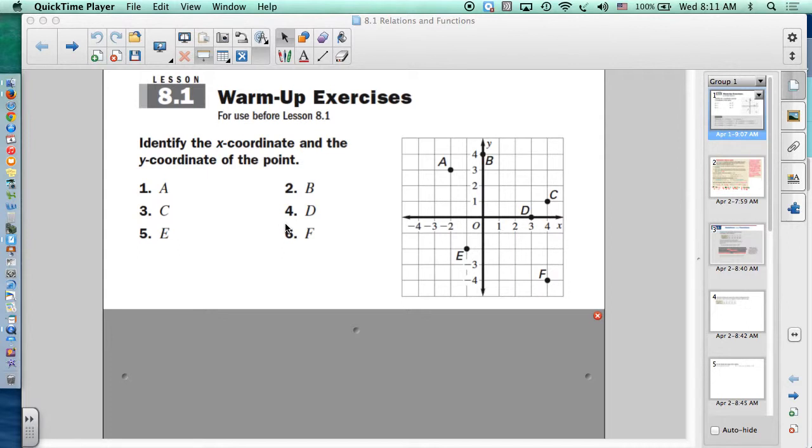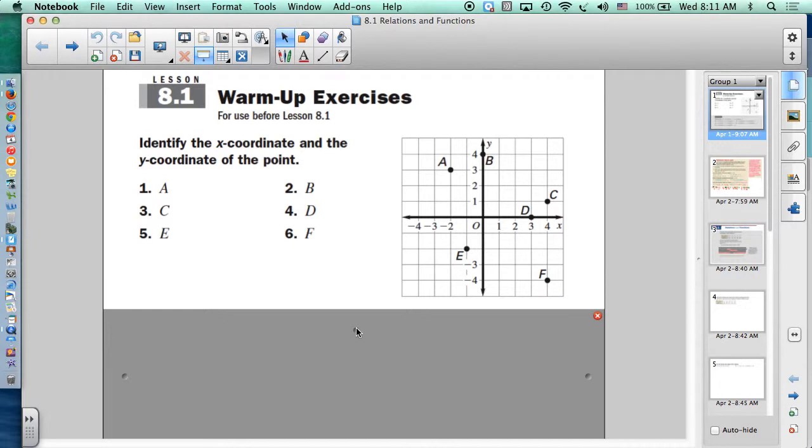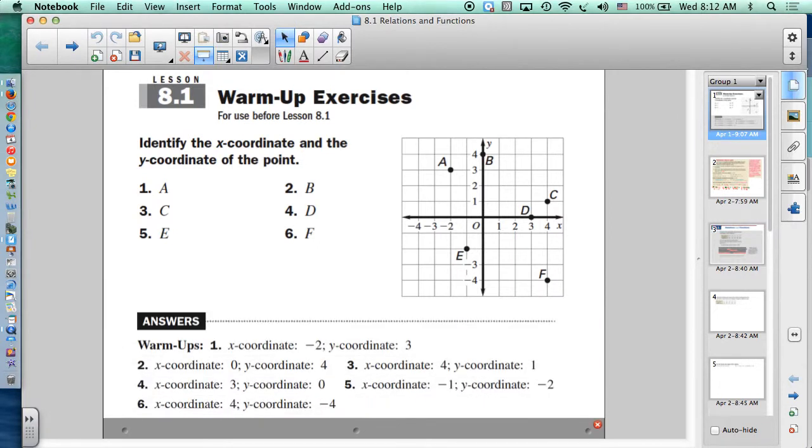Okay, hopefully you stopped, taking a few seconds to go through these questions. Here are your answers right now. Point A, starting at the origin here, is 2 spots to the left and 3 up. So the x-coordinate is your left or right. Your y is your up and down. Because this goes left 2, that's a negative direction, it's a -2. Up 3 would be a y-coordinate of +3. So it's (-2, 3).